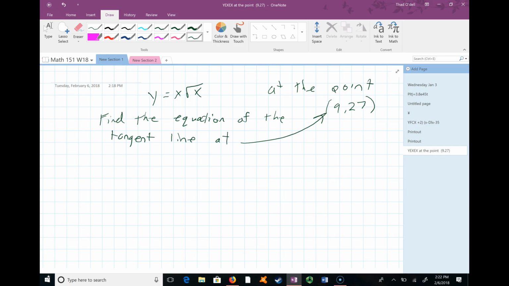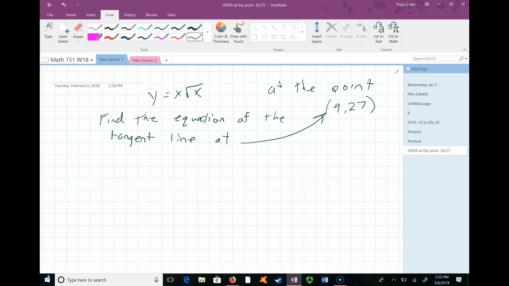So here we go. The tangent line is a line that touches the graph at one point. Or another way to think of it is it's a straight line whose slope is the same as the instantaneous slope at that point, which means we can find the slope of the tangent line by using the derivative, because the derivative gives us the instantaneous slope at that point.